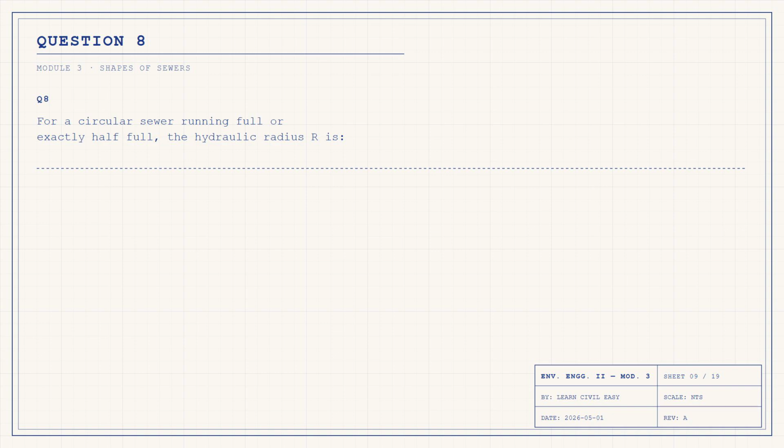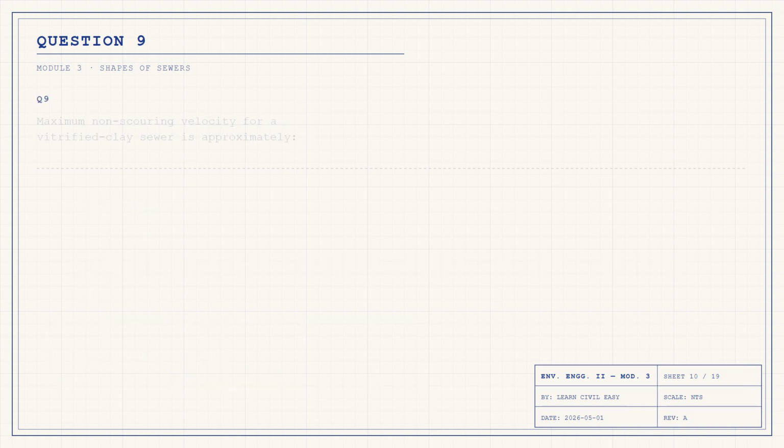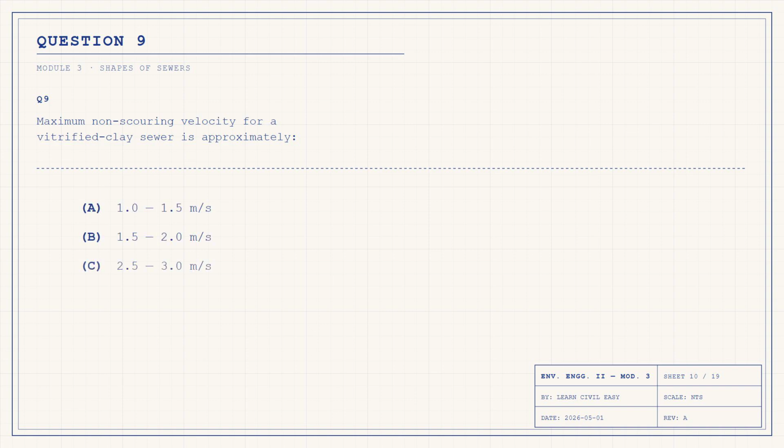Question 8. Hydraulic radius for a circular sewer running full. The correct answer is C, D over 4. Area is pi d squared by 4. Perimeter is pi d. So R equals A by P equals D by 4. The neat result is that R is the same whether the sewer runs full or half full. Diameter cancels.